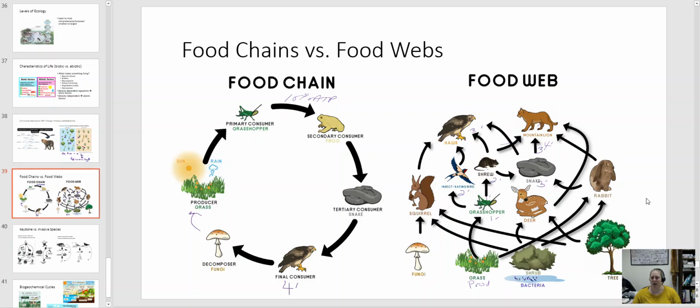If we look at the grass, it's eaten by the rabbit as well, which makes the rabbit primary. If the mountain lion eats the rabbit, that means the mountain lion is secondary, tertiary, and a quaternary consumer because it is eating at all different levels in that trophic level. And again, that's just looking at the grass. When we look at everybody else, it gets to be a little more complex than that.